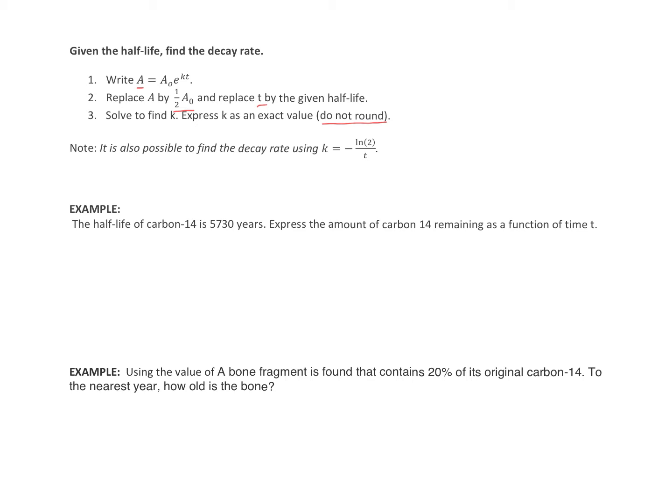We can also find the decay rate using k equals the negative of the natural log of 2 over t. That really is just taking our t equals the negative natural log of 2 over k and rewriting it. So we multiply both sides by k, and then we divide both sides by t.